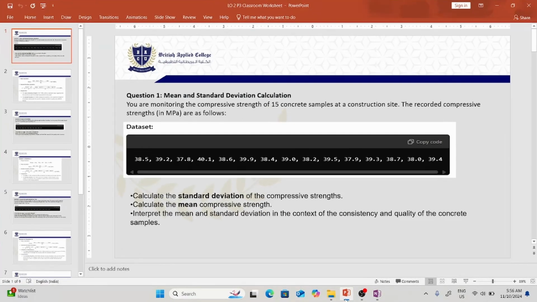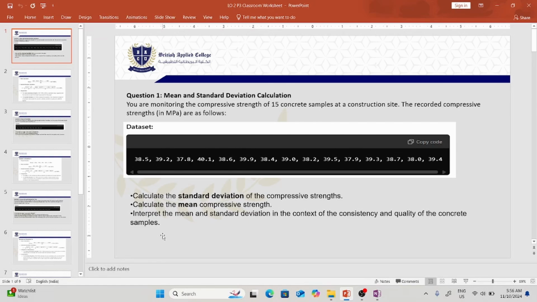Let us see one question. The question says you are monitoring the compressive strength of 15 concrete samples on a construction site. They are asking you to find the mean and standard deviation. But in order to find standard deviation, you need to have the mean. So you will start with the calculation of mean, and once you are done with the mean, you can find the standard deviation. In the final part, they say interpret the mean and standard deviation in the context of the consistency and quality of the concrete samples.